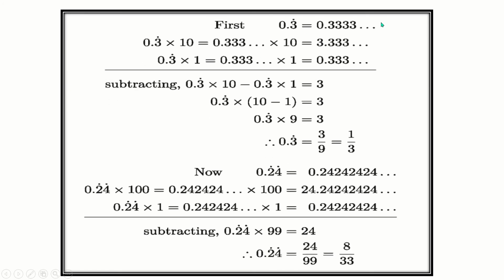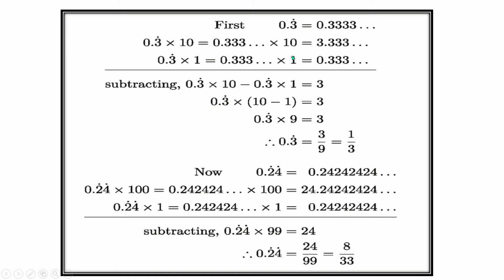At first, this is the given condition. As after the decimal point there is only one digit, at first we will multiply this by 10. That means 1 into 10. Then we have to multiply this by 1. Now 0.3 recurring means 0.333, and this also equals 0.333. After multiplying this by 10 we get this, and after multiplying this by 1 we get this.